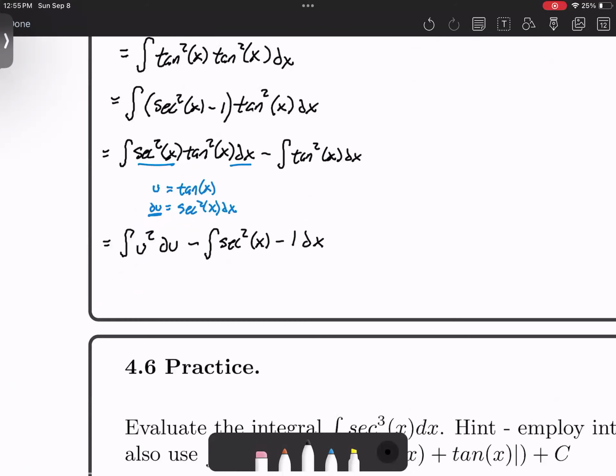So this becomes 1/3 u cubed minus the integral of secant squared, which is tangent. And when we distribute this negative, the integral of 1 becomes x. And we have our constant of anti-differentiation at the end.